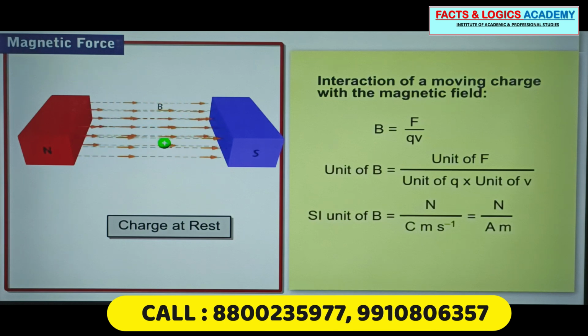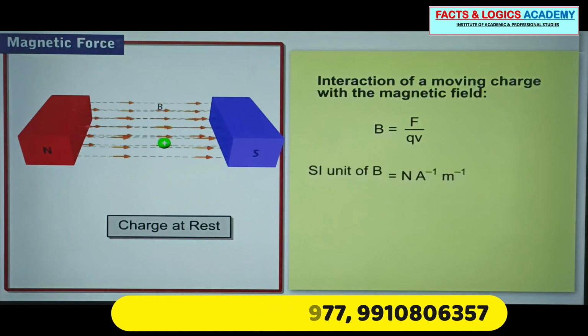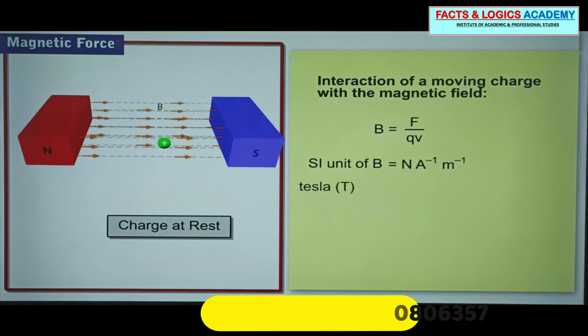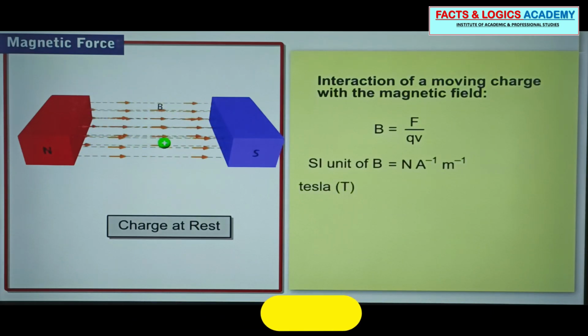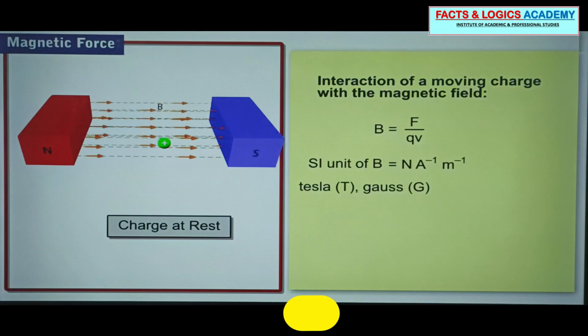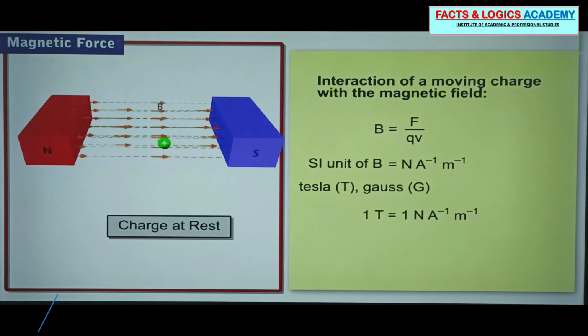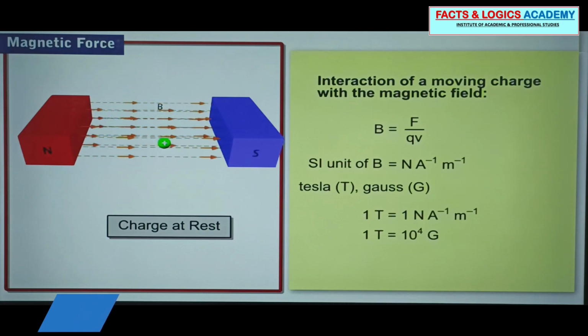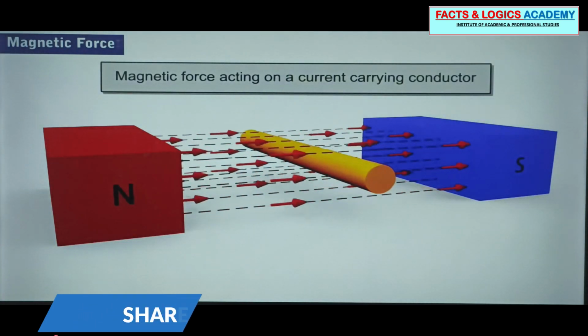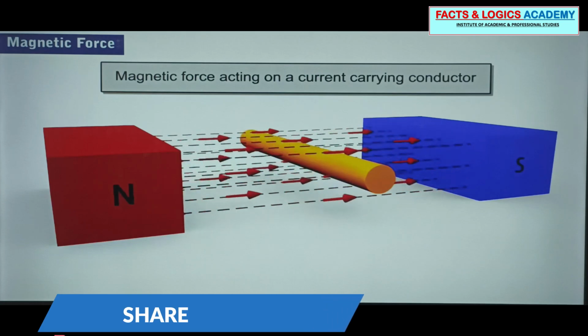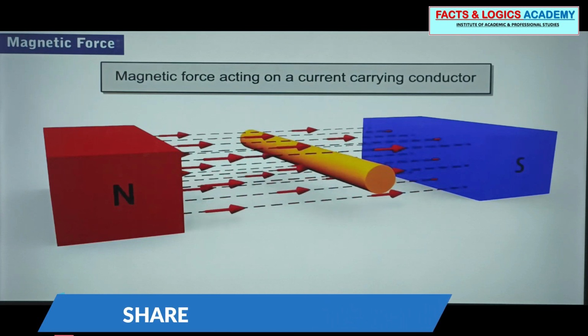The SI unit of magnetic field is Newton per ampere meter, which is referred to as Tesla. Gauss is another common unit. 1 Tesla is equal to 1 Newton per ampere meter. 1 Tesla is also equal to 10 to the power 4 Gauss. Now, let us discuss magnetic force acting on a current-carrying conductor.